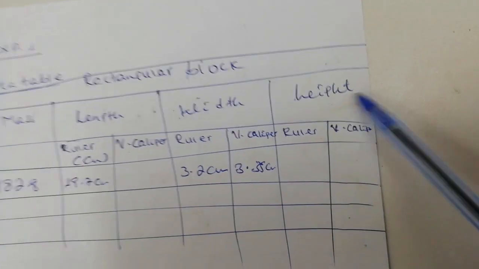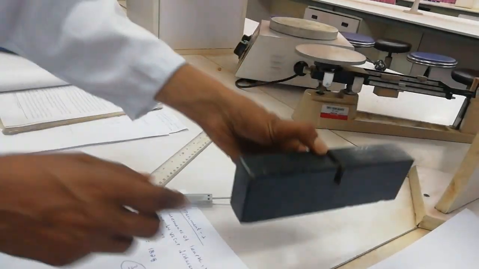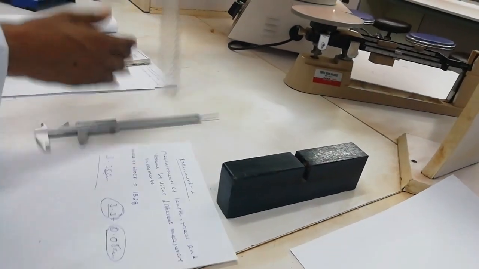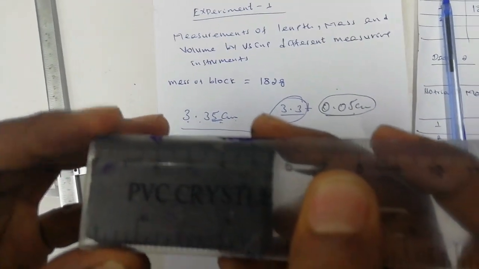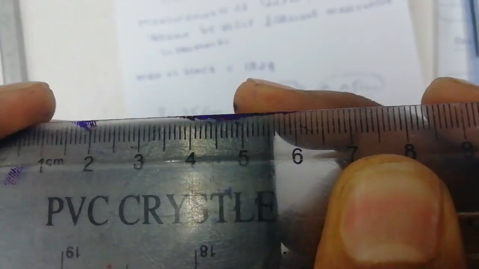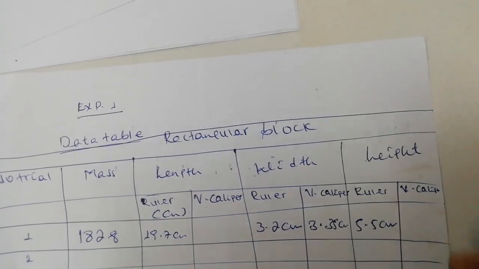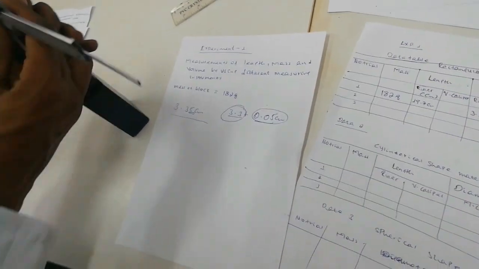The third one is the height. If you hold our block just like this, this is the height. Let us measure the height using a ruler. Height means from this to this. Our measured height is around 5.5 centimeter. Then the height with the vernier caliper. The vernier caliper is this. Then you put the height between these two jaws.